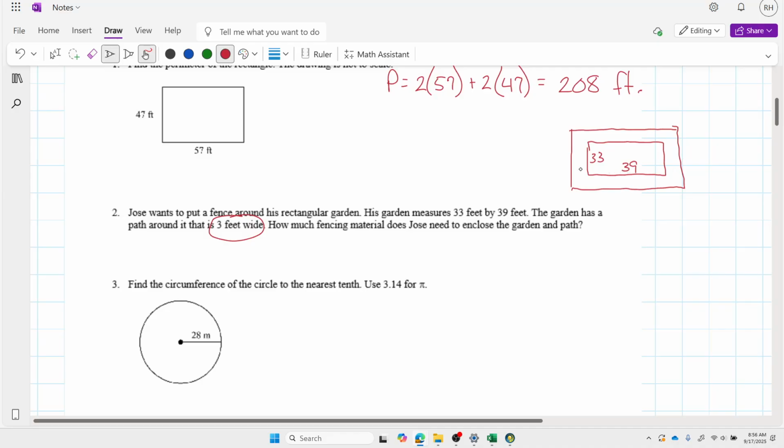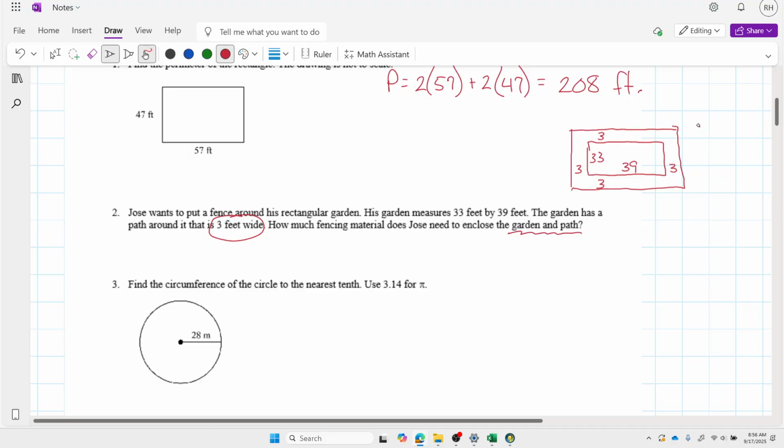So on the left side of the garden, we got 3 feet of path, and on the right side of the garden, we got 3 feet of path. On the top of the garden, we have 3 feet of path, and on the bottom of the garden, we have 3 feet of path. How much fencing material does he need to enclose the garden and the path? So he's putting a fence around the outside of this path. So we need to find the perimeter of that with new dimensions.